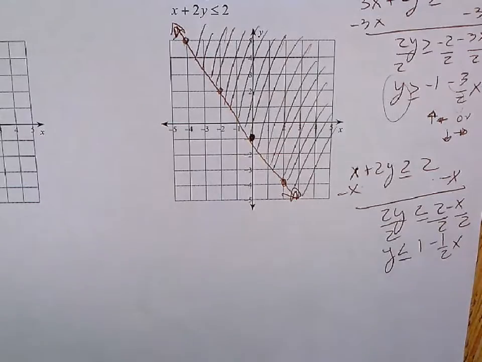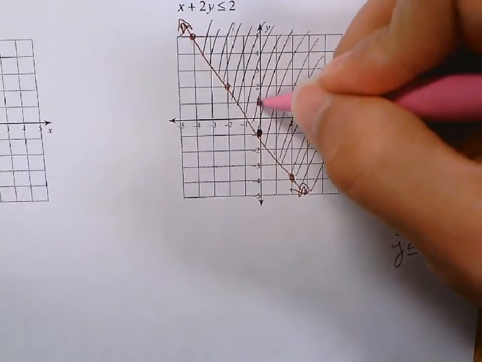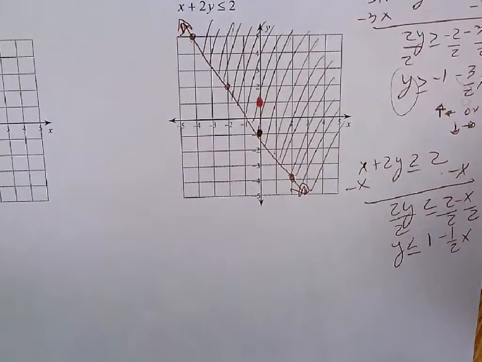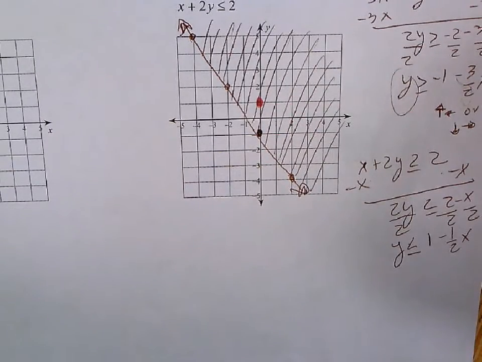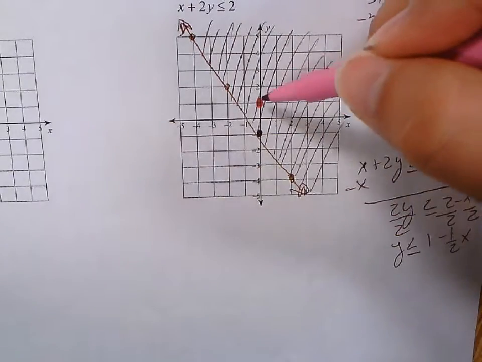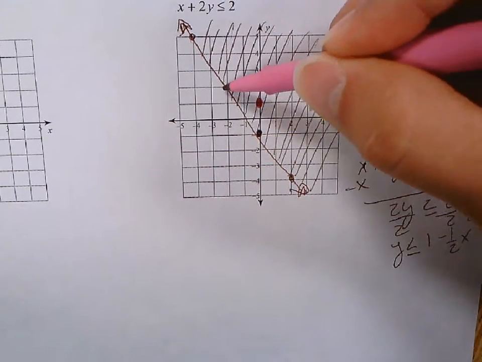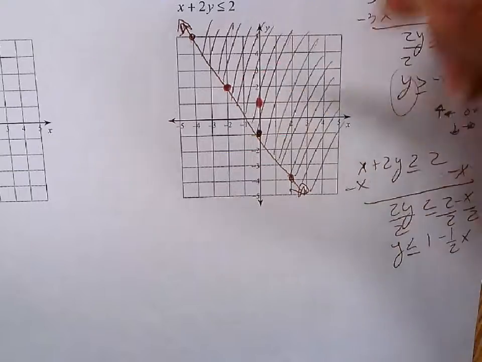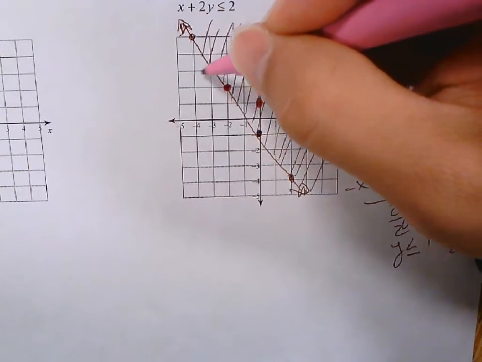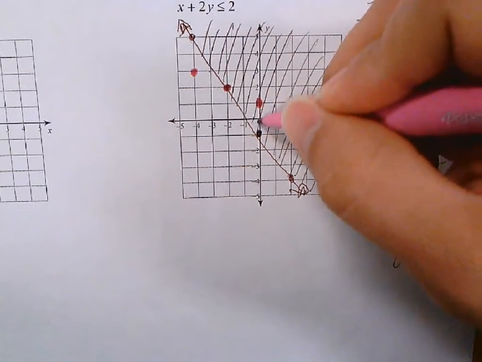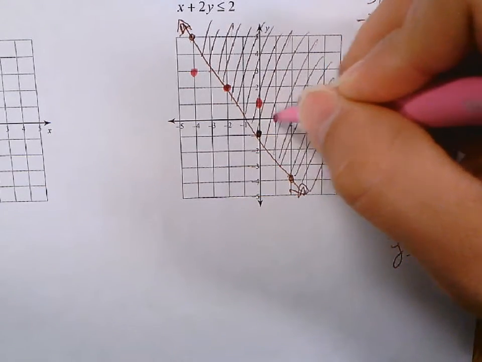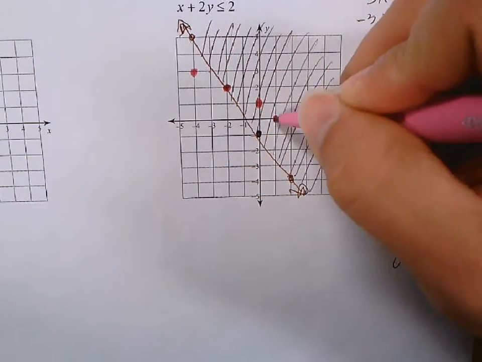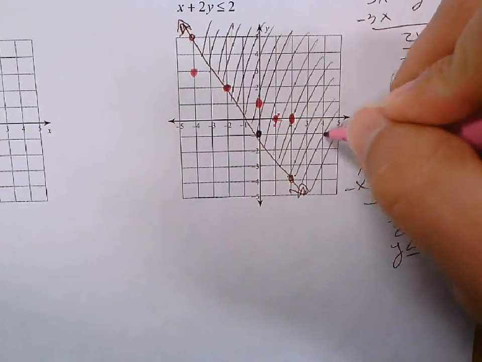Now I'm going to graph my second inequality. First thing is I plot the y-intercept. In this case, it will be at y equals 1. And my slope is negative 1/2. That means I go up 1 to the left, or down 1 to the right. This will be the point, not this one. That's not a good point.